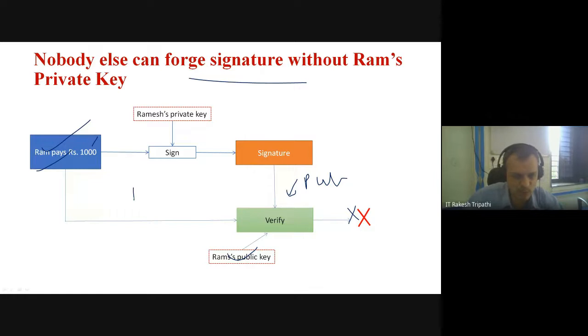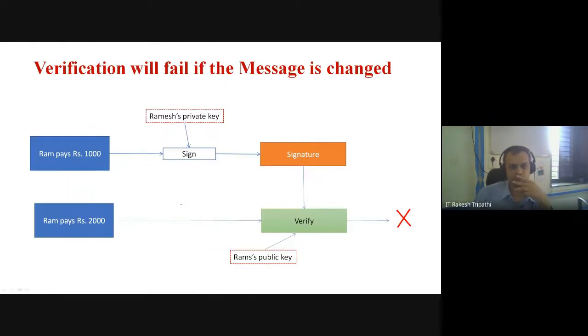It is not possible to change this 1000 to M dash and find a new signature, sig dash, that verifies with the public key of Ram. You cannot forge it. So Ram, you cannot forge that.